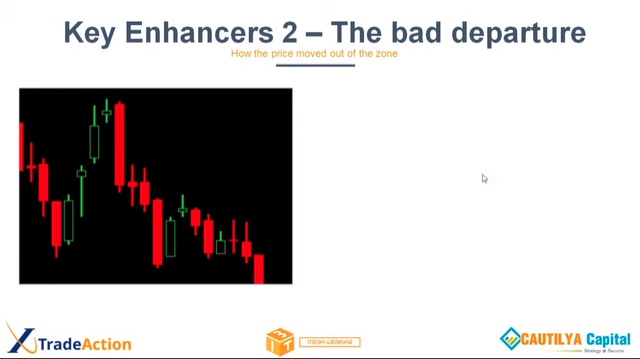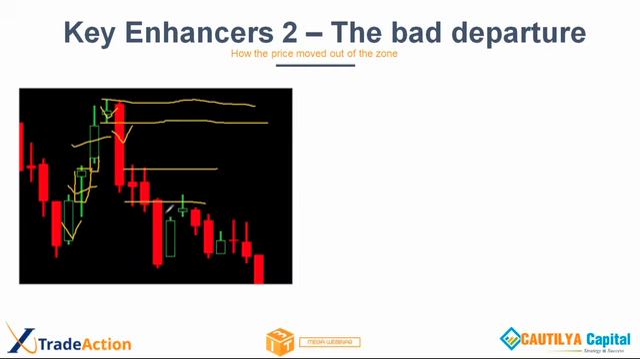What is a bad departure? Let's take this example. Momentum candle, gap up. So this is a momentum candle. And then again this is a gap up, so this is also a momentum candle. Friends, is it clear? Base, departure. Okay, this is the zone. So what happened? It departed and again it created a base and then it came down.